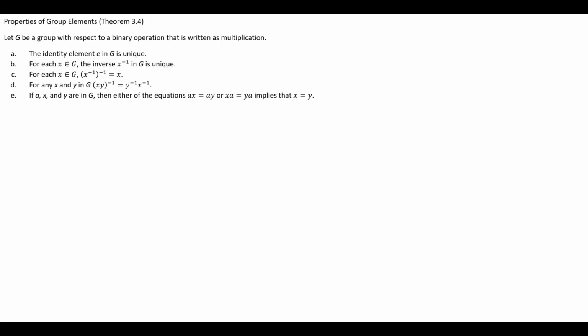Theorem 3.4 gives us 5 properties that elements in a group must have. And we're going to go through and prove each one of these points. Proposition A says that the identity element E in G is unique. In order for us to prove that an element is unique, we first need to assume that 2 of them exist, and we need to show that those 2 elements have to be equal to each other.